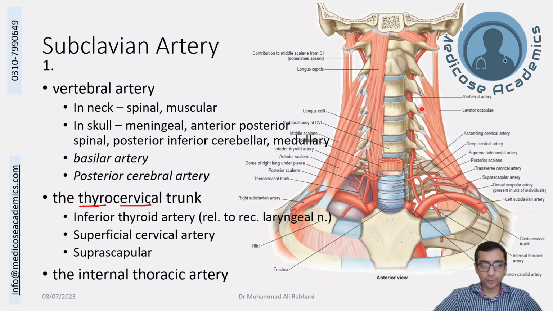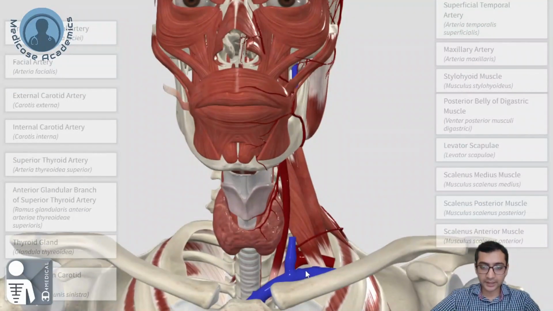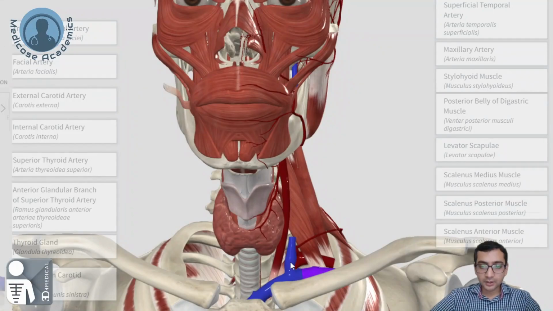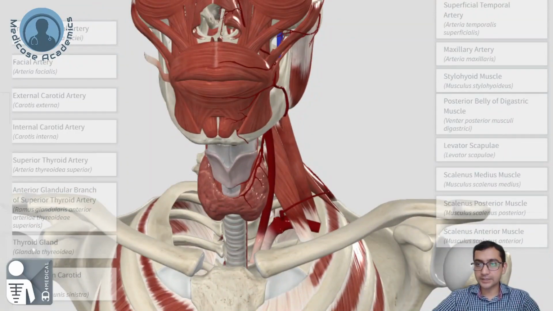Okay, let me move to the 3D model. Let me set it up. So let's try to follow all these structures here. I will have to add them one by one. I hope you can stay with me during this. Okay, let's add the internal thoracic artery.